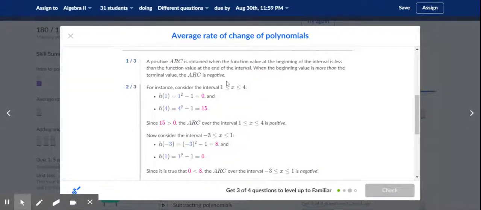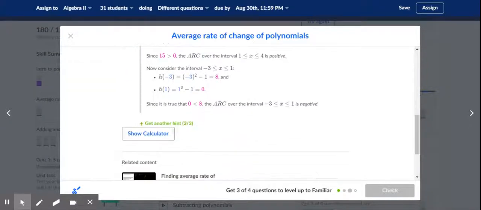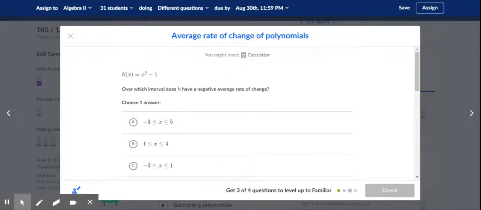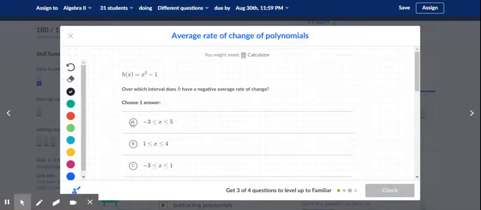All right, so the way to find an average rate of change is to do two steps. Average rate of change means we're going to plug in these two numbers in the interval. So let me go back up to the top to do this. Let's say I want to figure out if choice A has a negative average rate of change. I'm going to plug in each one of those numbers in for x. So first of all, I'm going to plug in -3.